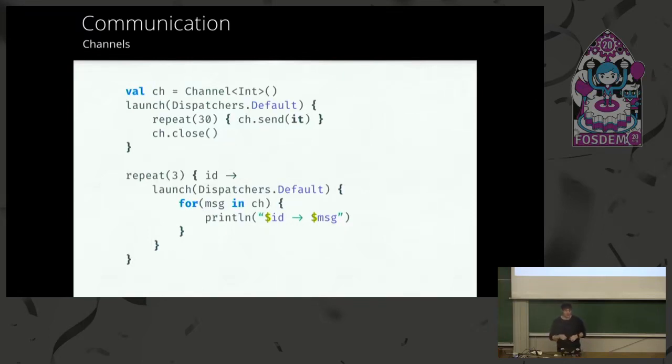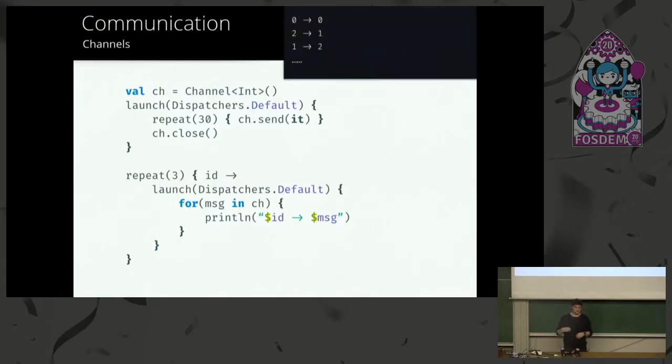And then we can actually iterate over the channel with a for loop. So we create 3 coroutines that all have a for loop, and we're going to get a result something like this. And what I've noticed is it isn't always ordered, this list. So I don't know why. If you put a delay in the suspending function, it's always ordered. So I have to look into that.